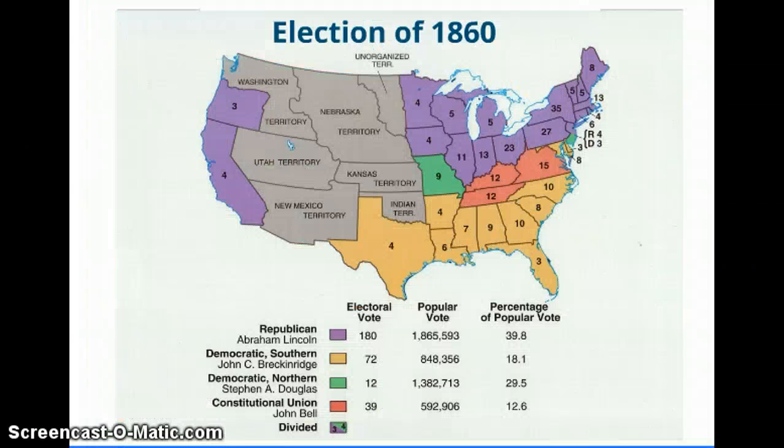The last straw for Southerners is going to be the election of 1860. And you can see on this chart here, the election of 1860 was a four-way race. Abraham Lincoln was the Republican candidate, and he would win. We'll talk about that in a second. The Democratic Party was split into two, and they were split over the issue of slavery. You can see here the southern states largely voted for the Southern Democratic candidate, John Breckinridge. The northern states voted for the Republican candidate, Abraham Lincoln.